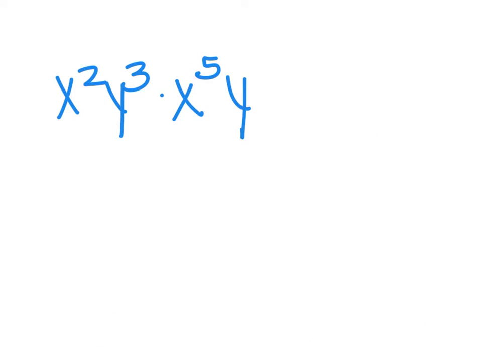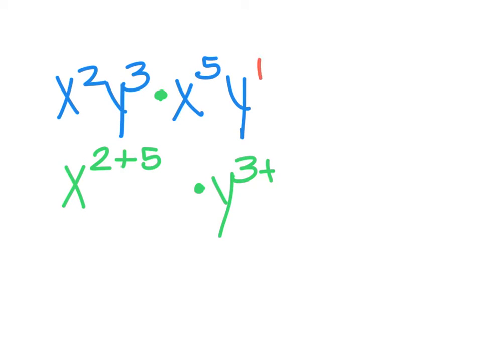So I have this problem, x squared y cubed times x to the 5th y. So I am multiplying, and my rule says when I multiply, I need to add my exponent. So this is the same as x to the 2 plus 5 times y to the 3 plus, don't forget, if you don't have an exponent, there's a 1 there. So 3 plus 1. And 2 plus 5 is 7, and 3 plus 1 is 4. So this is really x to the 7th times y to the 4th.